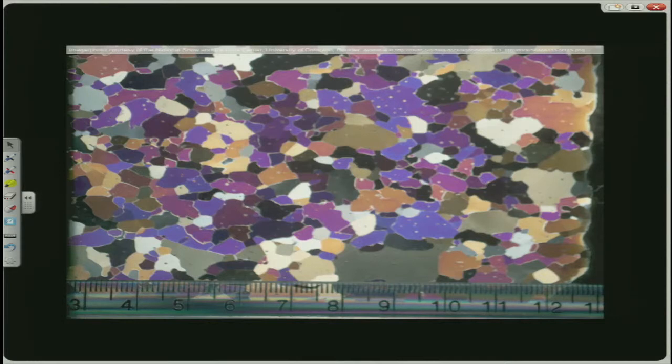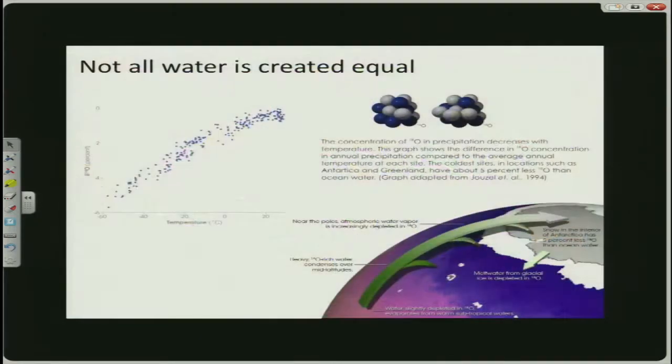And this is a picture showing what a cross-section of one of those ice cores would look like. And in it you can see lots of ice. Those are the purple, brown, and black colors here. And that's ice put under polarized light. And you can look at that ice and determine what the temperature is by looking at the composition of water.